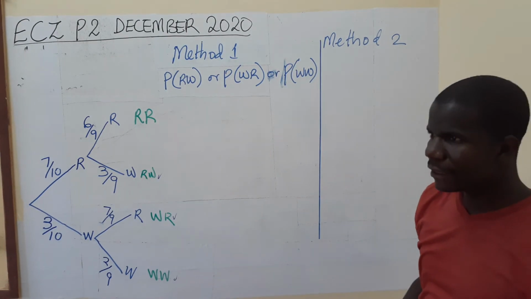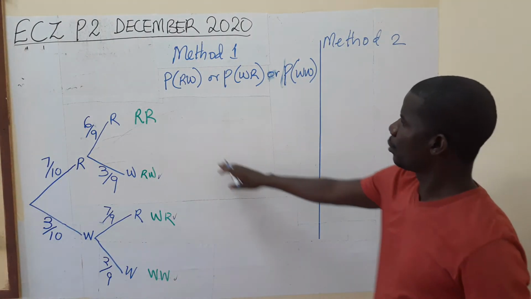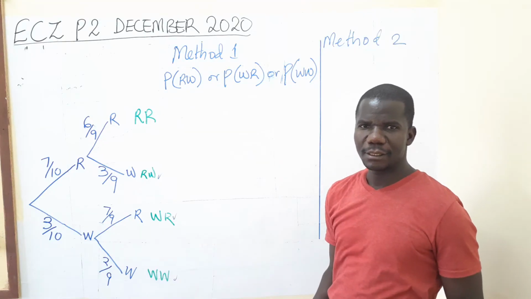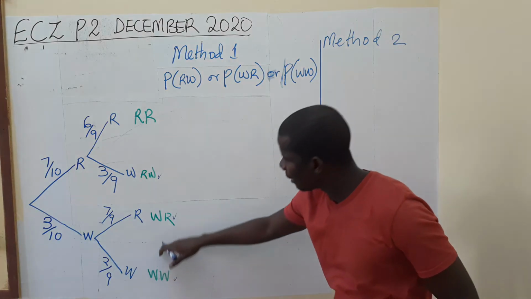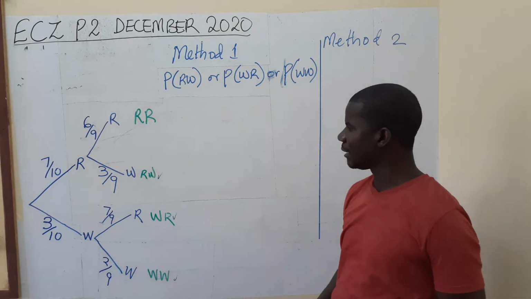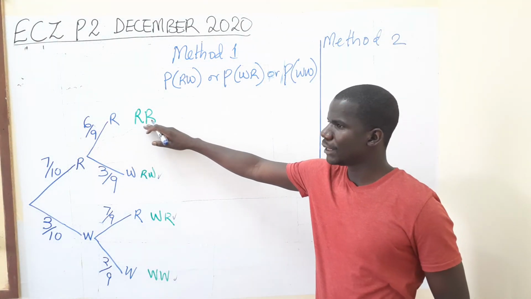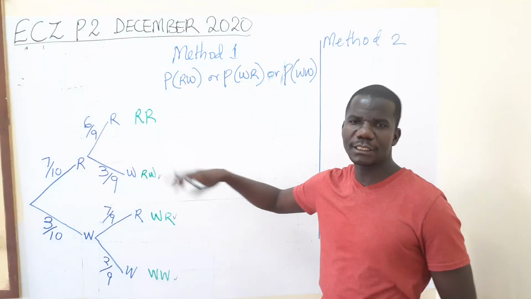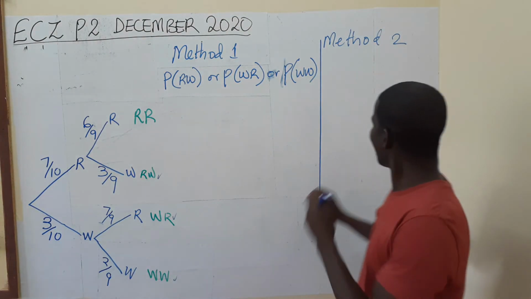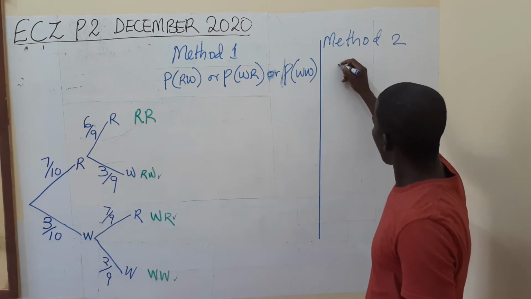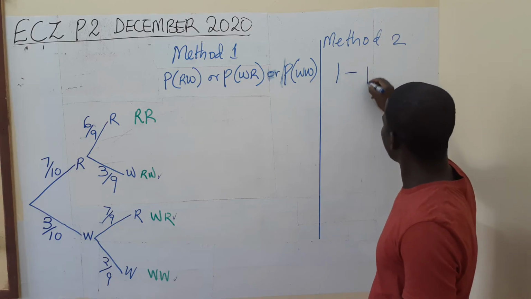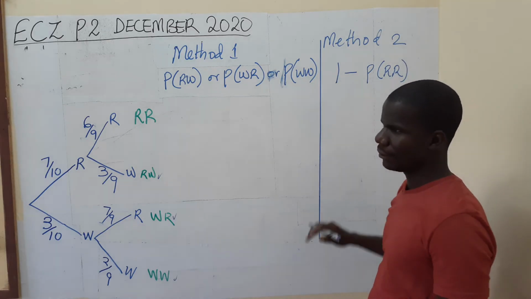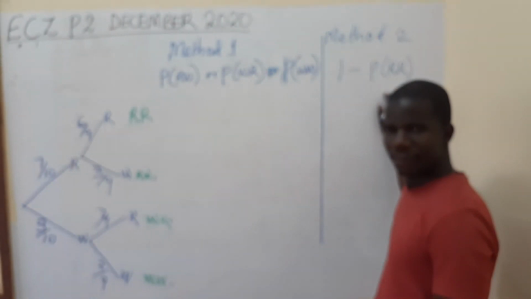So we want to look at the second method. We do not want this one, red, we don't want it. But all these, they are what we need. So this is what we do not need. And we know that when we add these probabilities, they should give us 1. That is the total probability. So the other one we can say 1 minus the probability of red, which we do not want.